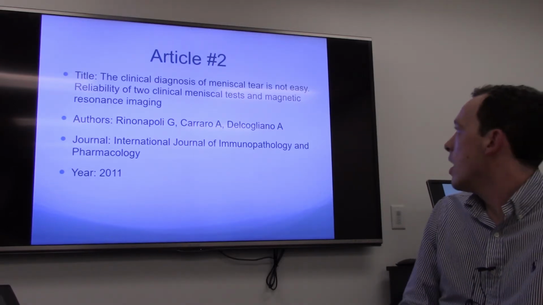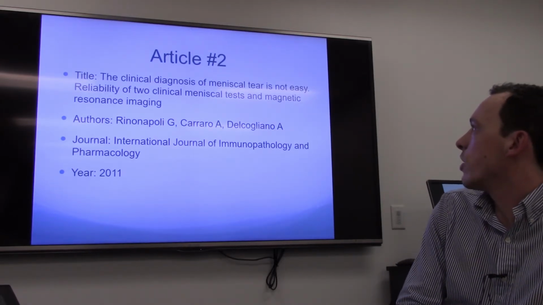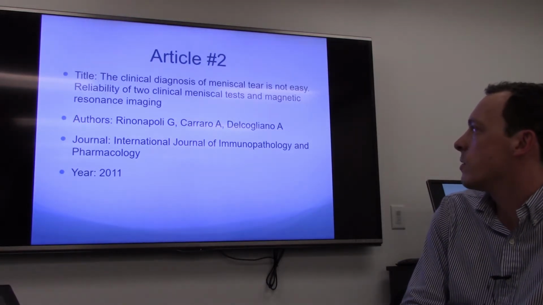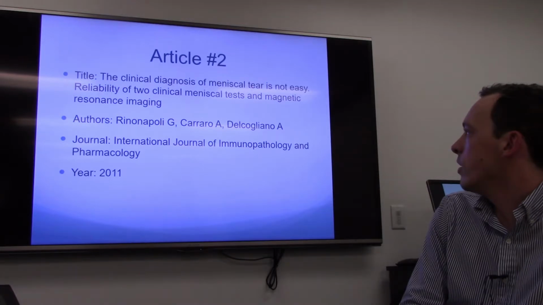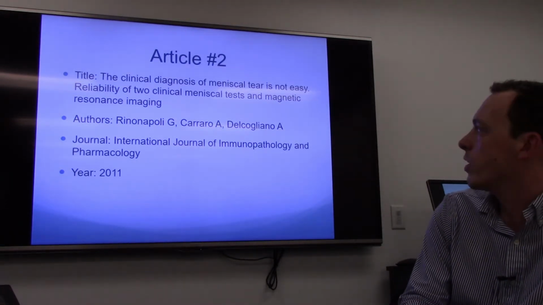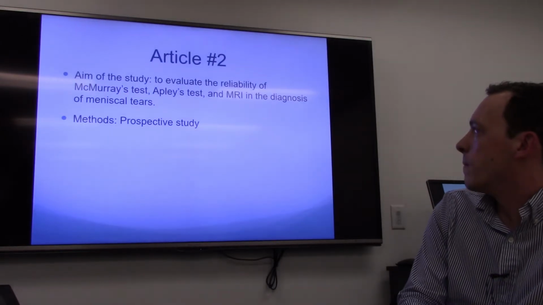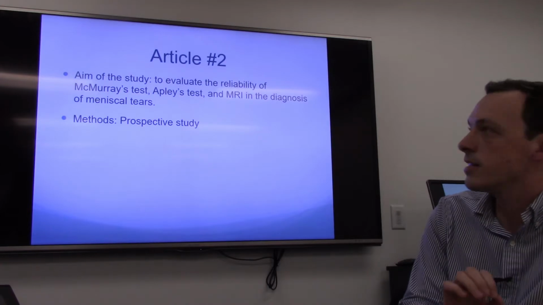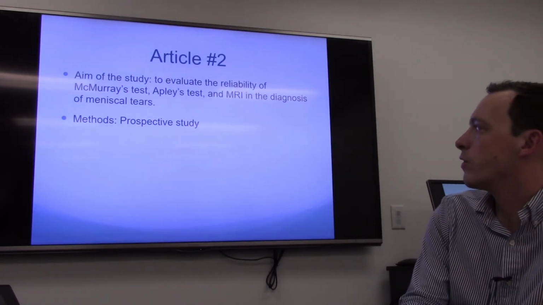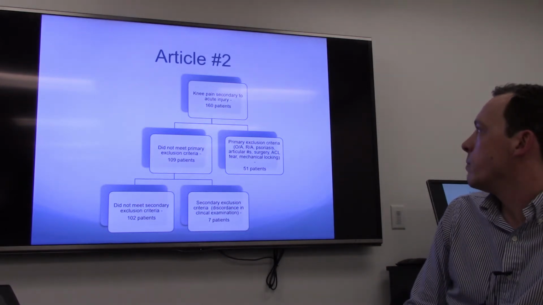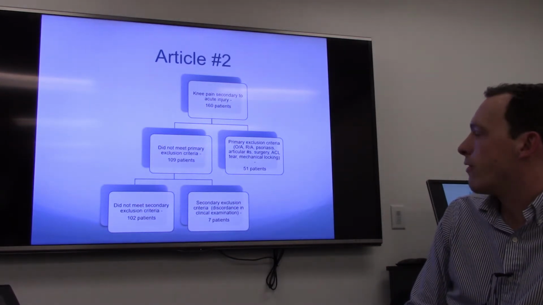The second article was "The clinical diagnosis of meniscal tear is not easy: reliability of 2 clinical meniscal tests and magnetic resonance imaging." This was a group out of Italy, and it was published in the Journal of Immunopathology and Pharmacology, and this was also in 2011. The purpose of this study was to evaluate the reliability of McMurray's test, Apley's test, and MRI for meniscal tears. And so they started with 160 patients after an acute injury.